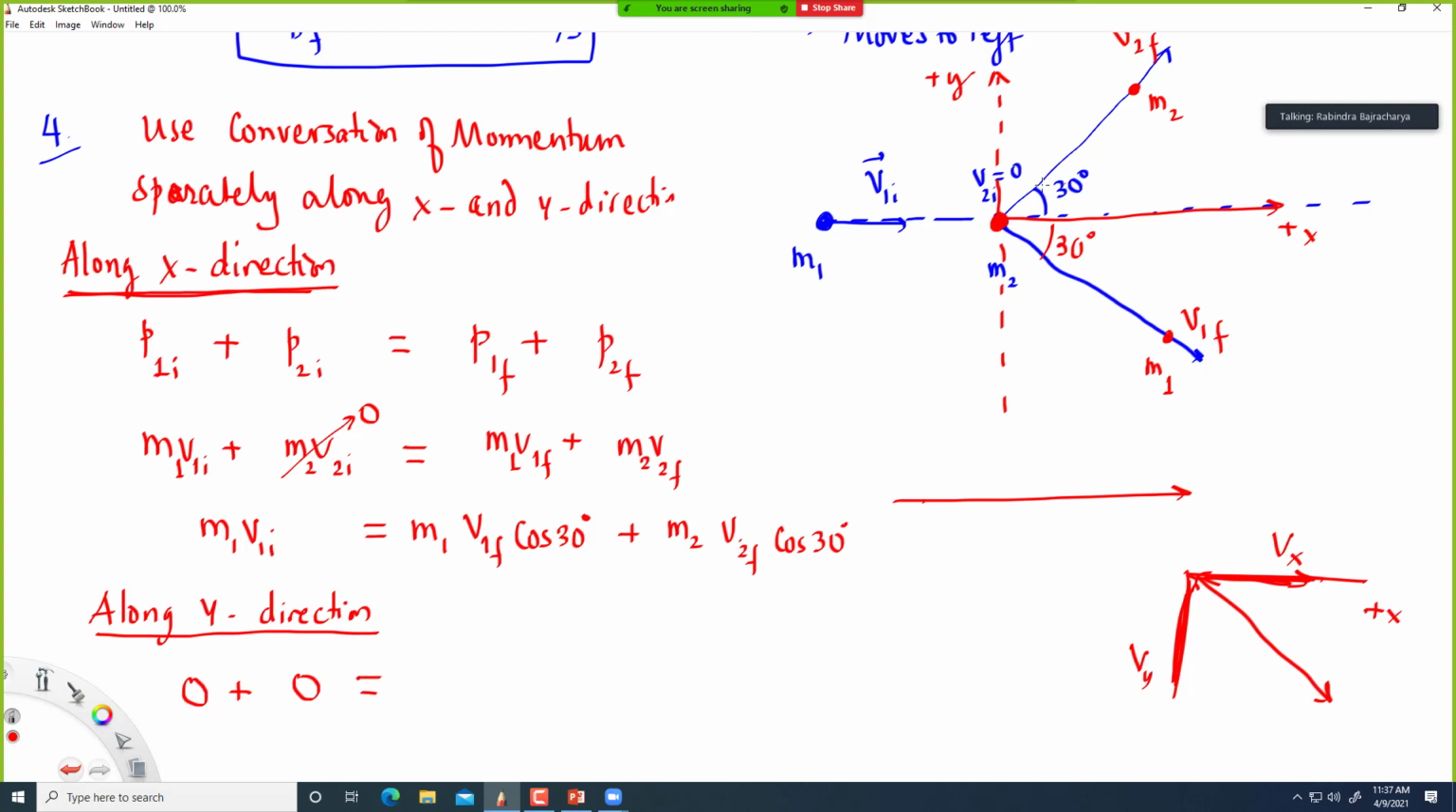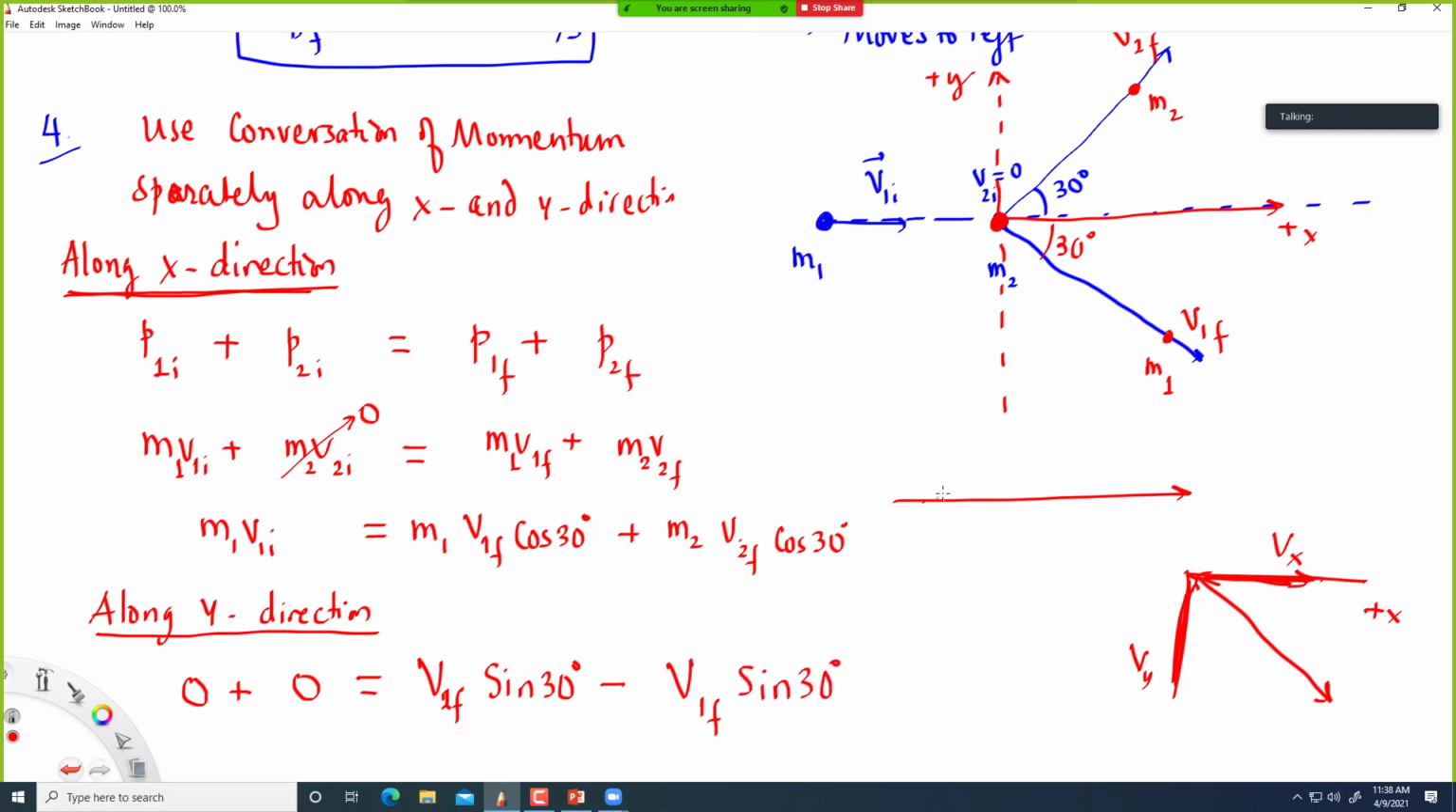Now, after collision, this one has a part along the y direction, and that's what we are looking for, which is v2f. What is the y component of that one? v2f sine 30 degrees. Likewise, this one has a part along x and a part along y, and we are looking for the y part. Okay, the y part is, like you said, negative because it's pointing down. v1f sine 30 degrees. Okay.